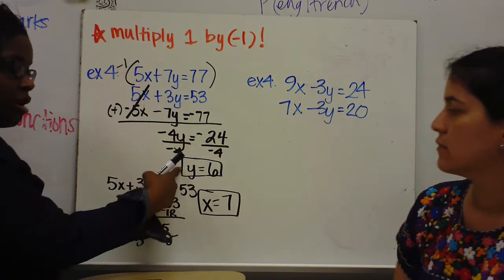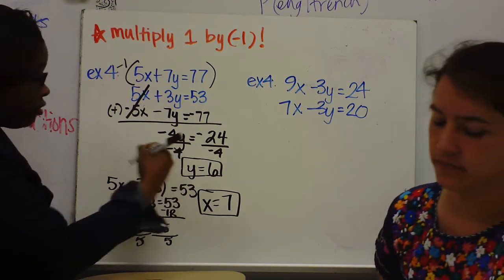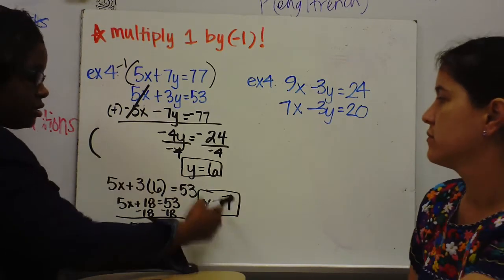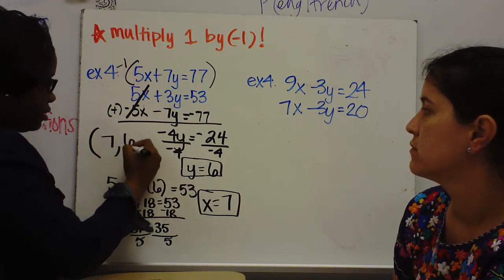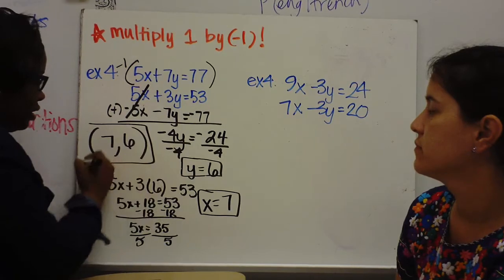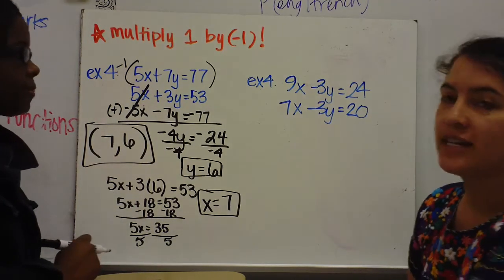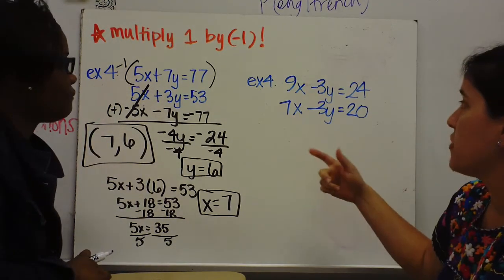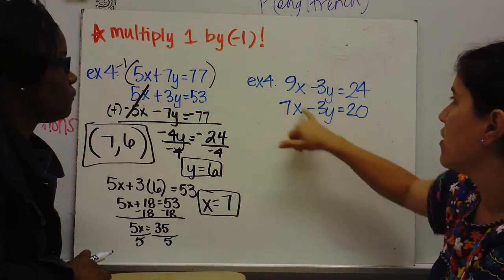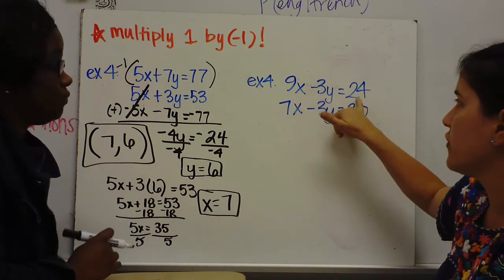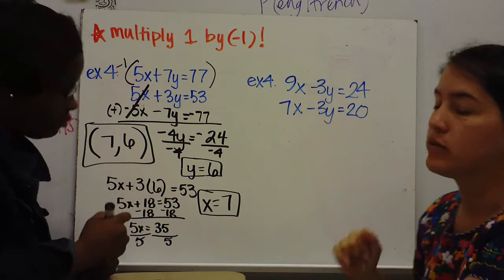So again, just because you got y first does not mean it comes first in your coordinate. X always comes first, so 7, 6 is your final answer. So in example 4, we have the same situation. 9x minus 3y equals 24. 7x minus 3y equals 20.